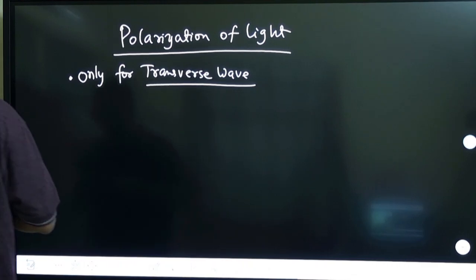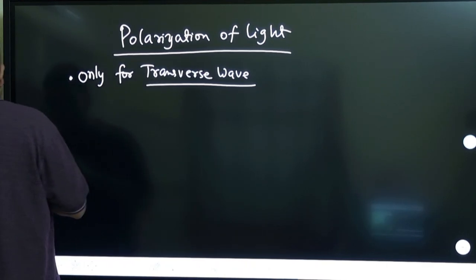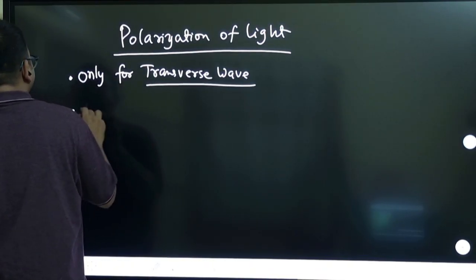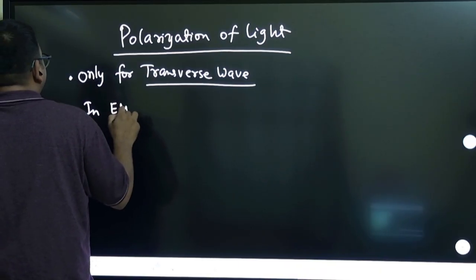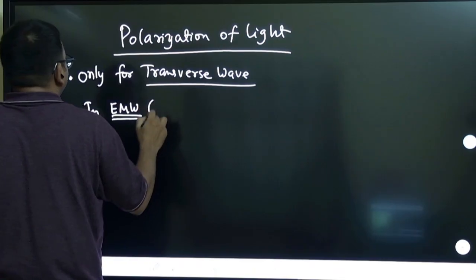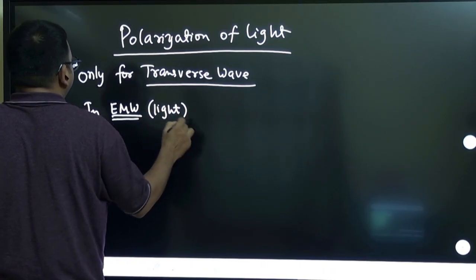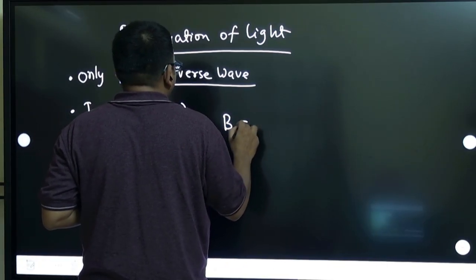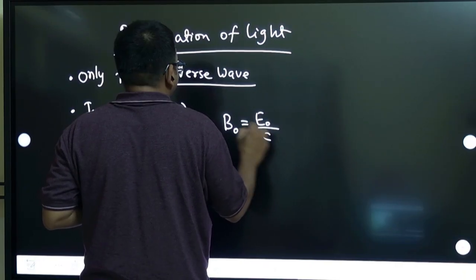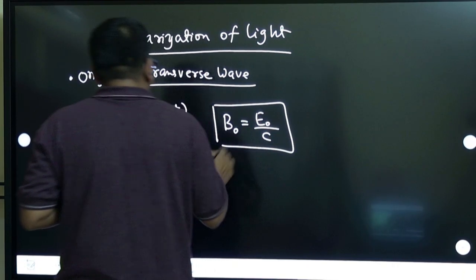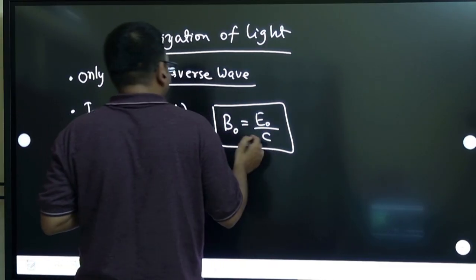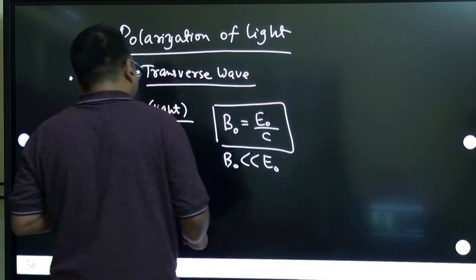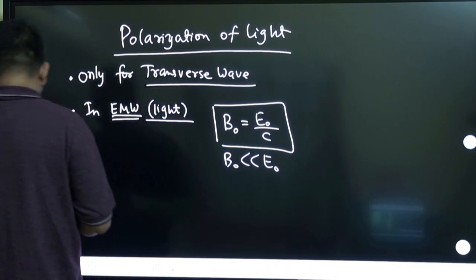Let us note what polarization means. So note that in electromagnetic waves, that means light, this formula for magnetic field amplitude is electric field by C. You remember this formula. C is very large, so the magnetic field amplitude is very small compared to E naught.